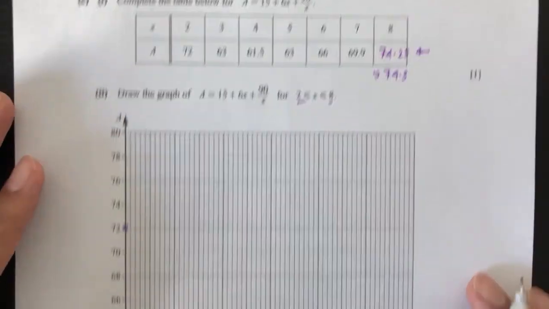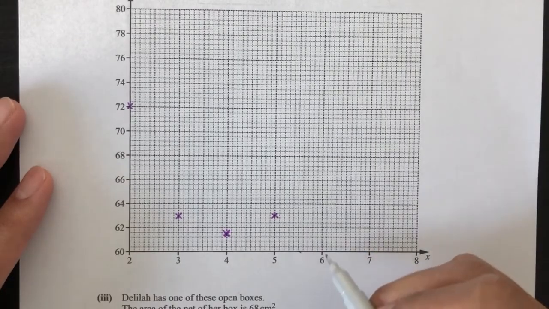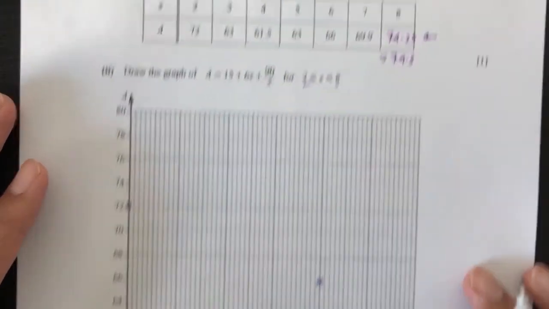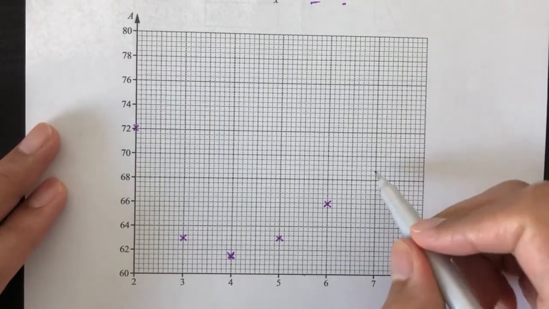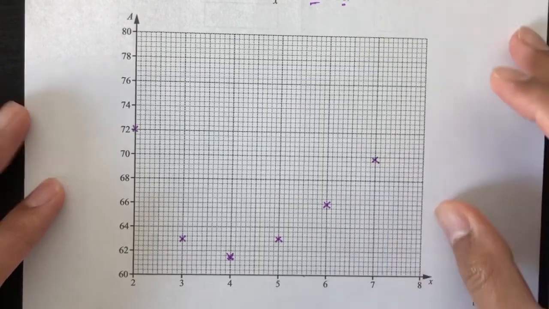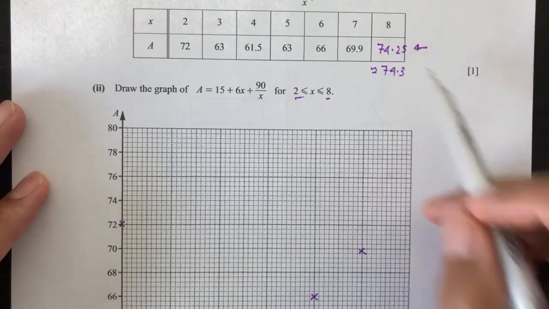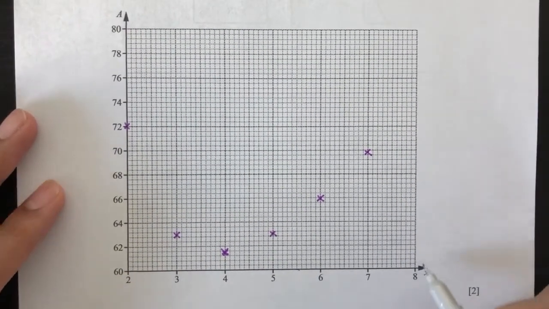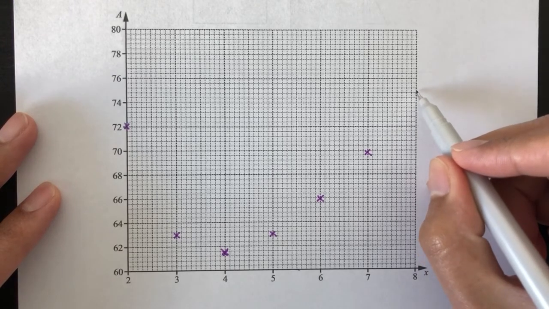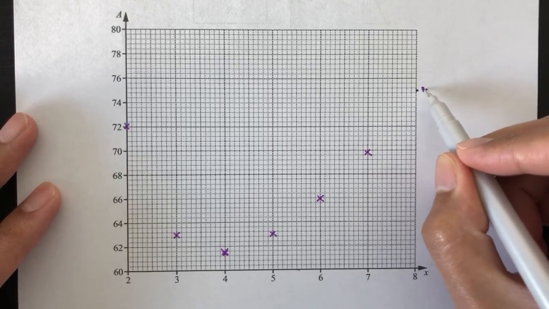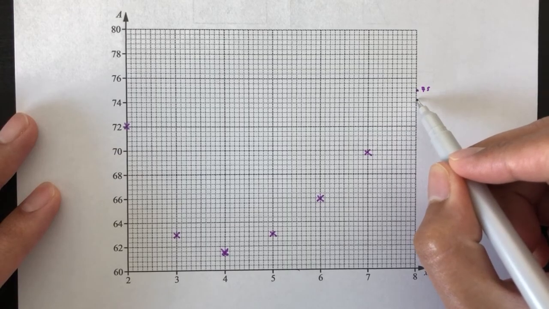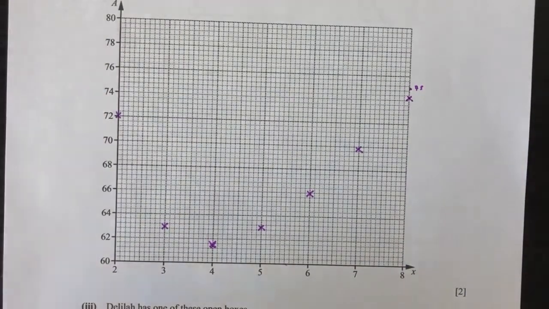And we have 6, 66, it will be at this point. And 7 will be 69.9. 69 will be here, 0.9 will be about here. Now 8 will be 74.25. So 74 is here, and this is 75. So 74.25 will be about here. Okay.